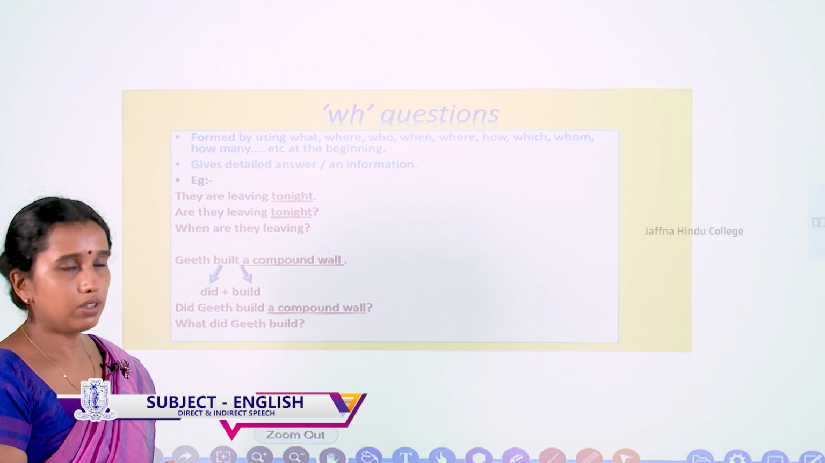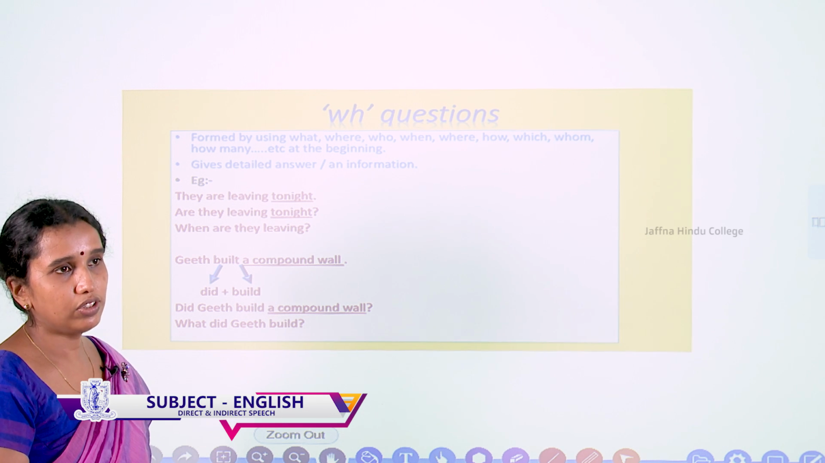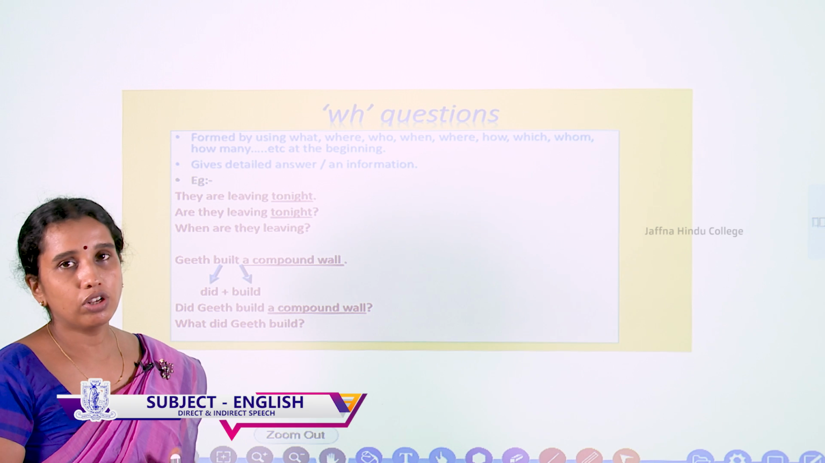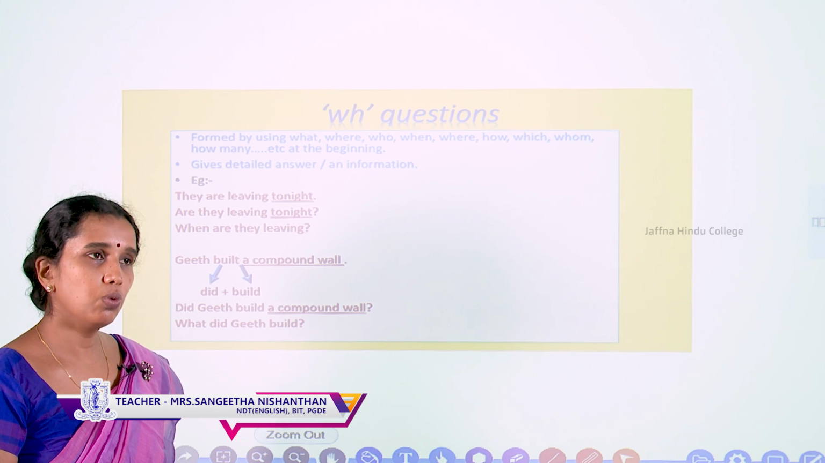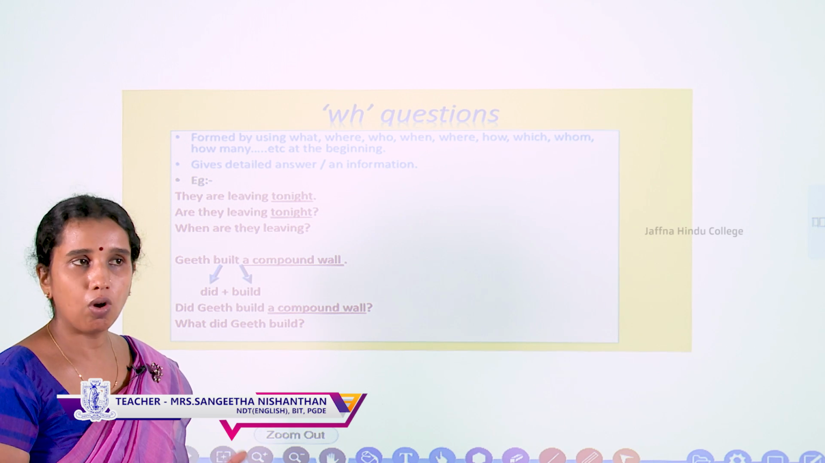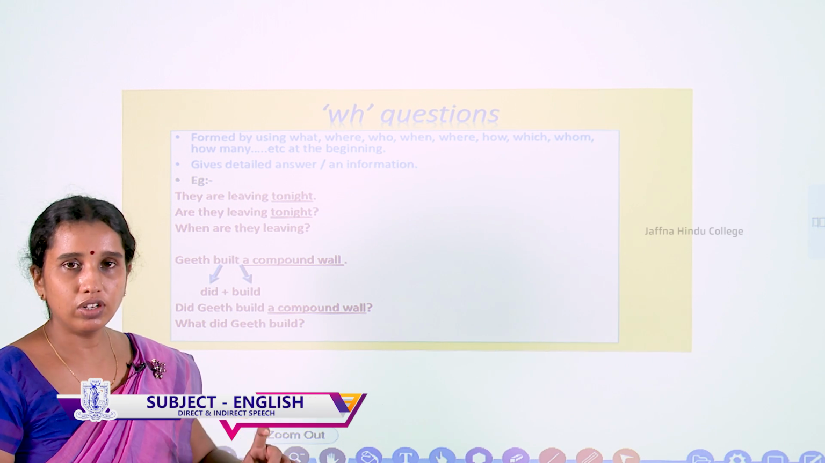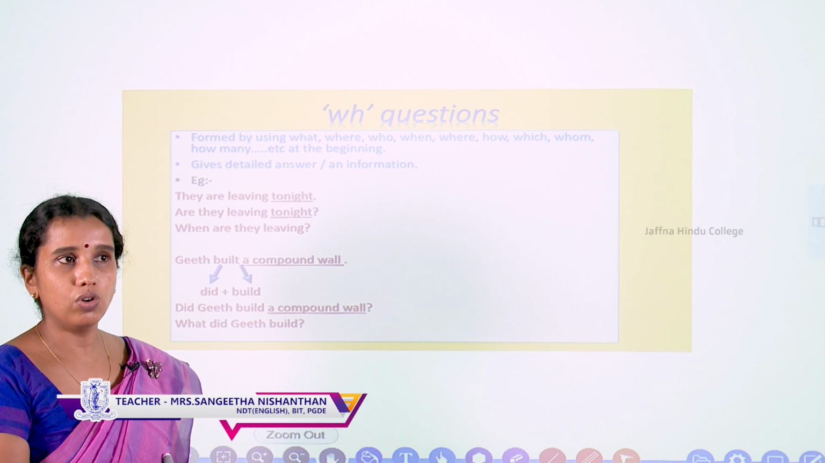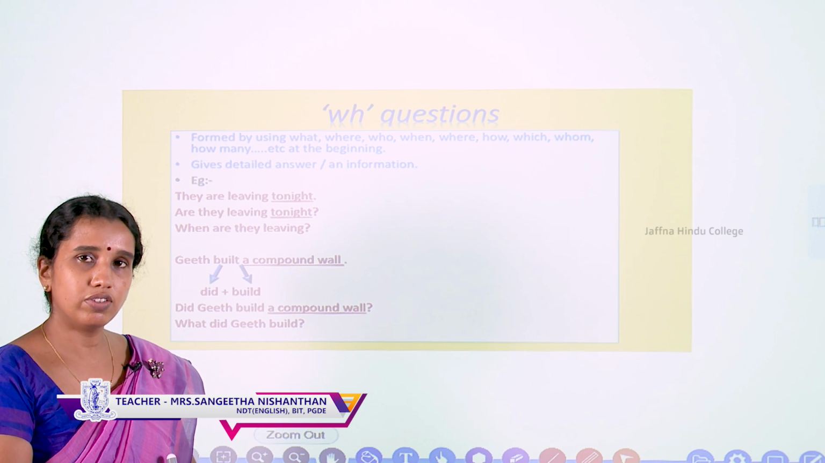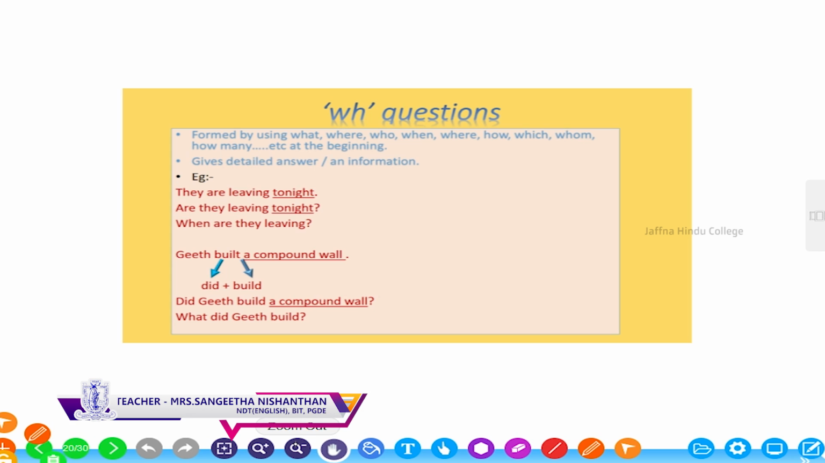So now we go through the WH questions. These questions are formed by using what, when, who, where, which, whom or how, the question words with W and H. They give a detailed answer. Yes or no questions give yes or no only, but WH questions give a detailed answer. For example, they are leaving tonight.